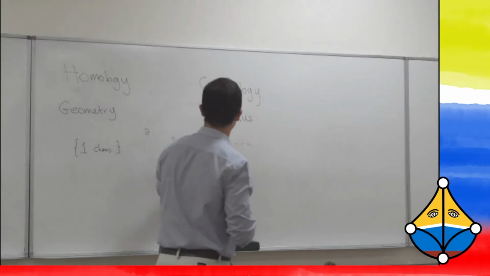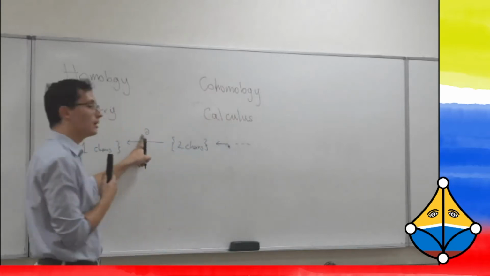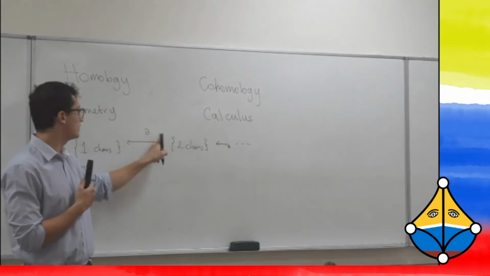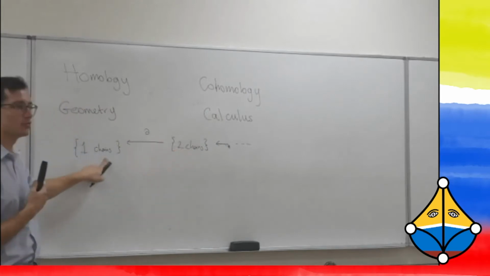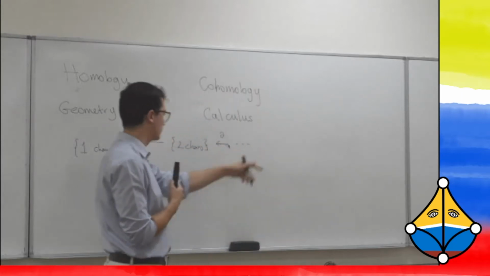But the arrow actually will be pointing this way. So what do I mean by this arrow? This is a linear map from here to here. So if you get 2-chains, this is a linear map sending 2-chains to 1-chains, and so on, right? And you can keep going up like that, okay?